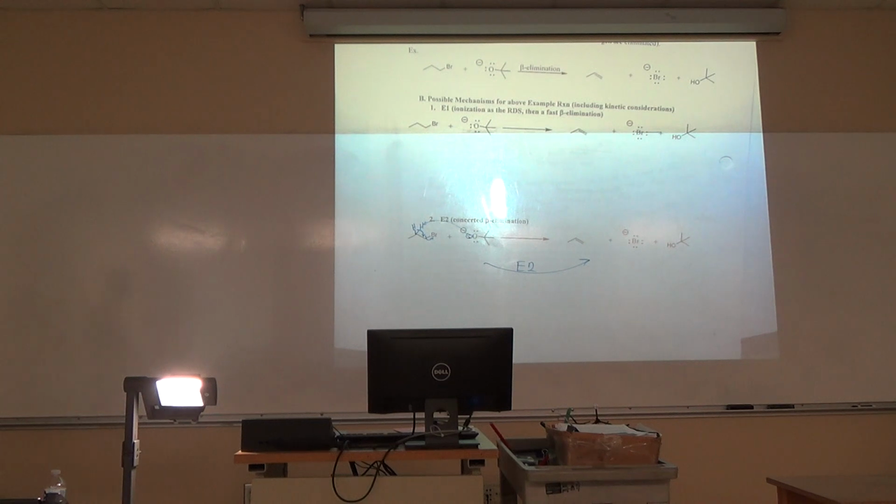How many intermediates in that mechanism? None. No intermediates. How many transition states? One. What does the transition state look like? The OH bond is forming. That CH bond is breaking and electrons are moving in. You see it? And the leaving group is leaving. All that's happening at the same time, one transition state. It's all concerted.